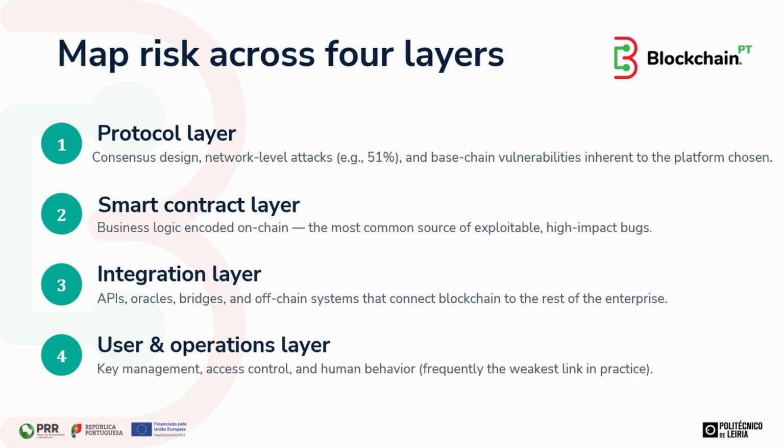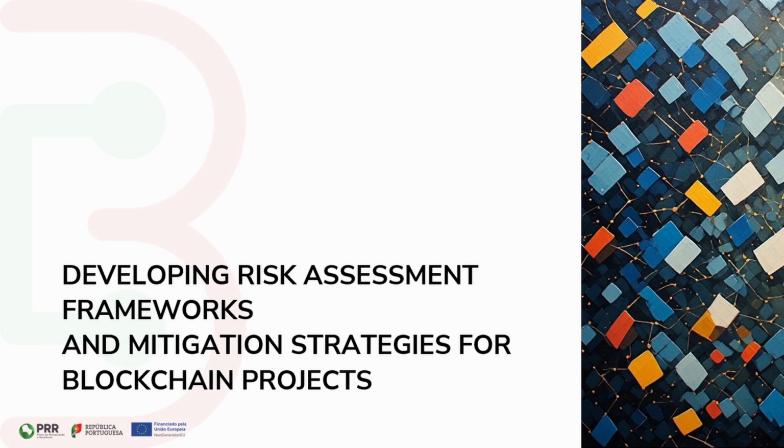At the integration layer, risk maps directly to the APIs, oracles, bridges, and off-chain systems that connect the blockchain to the rest of the enterprise's legacy infrastructure. Finally, at the user and operations layer, the focus centers on key management, access control, and human behavior, which frequently serves as the weakest link in practice.